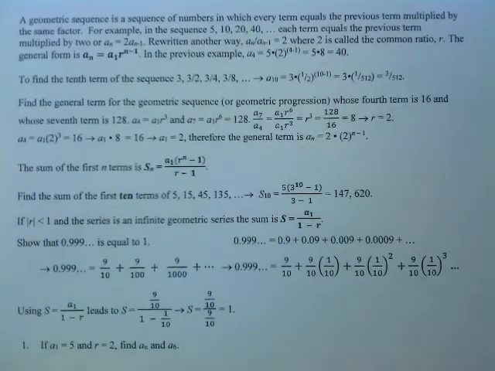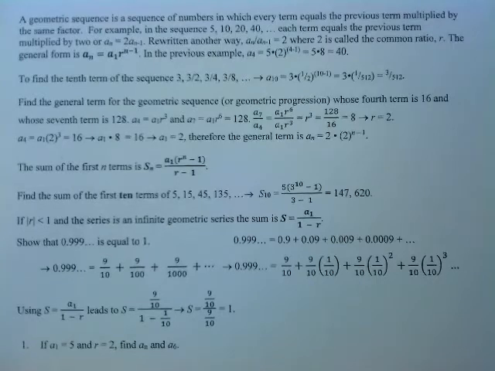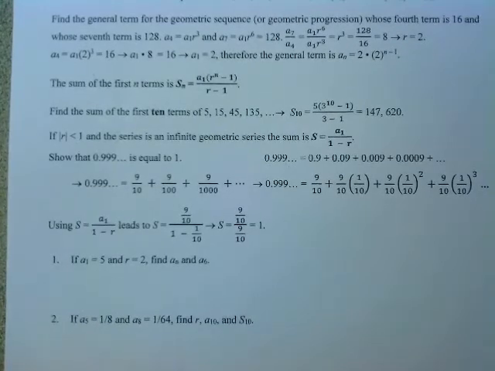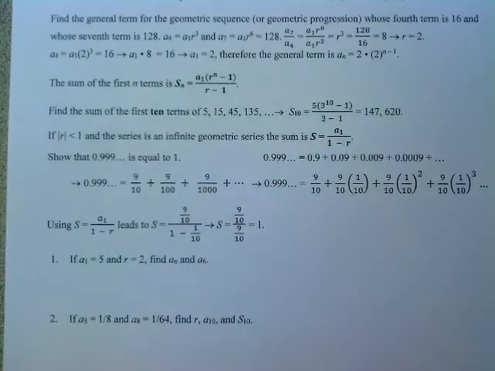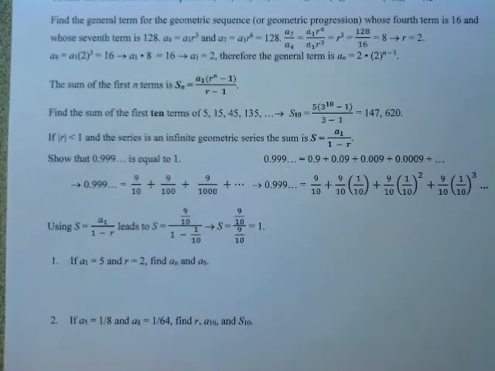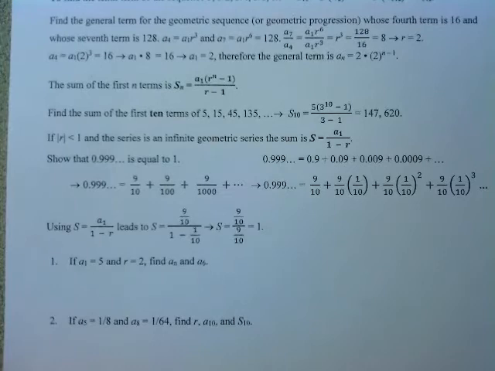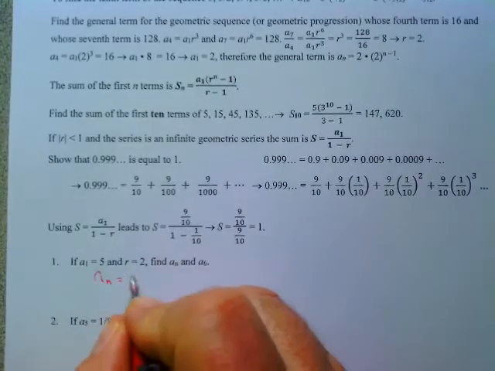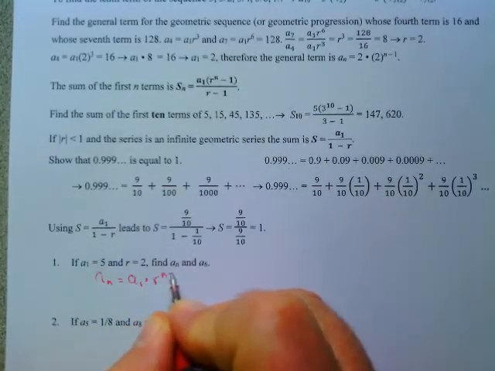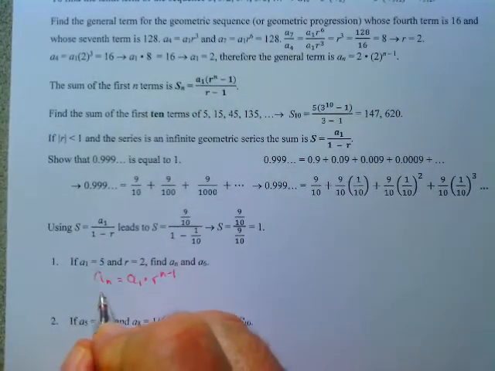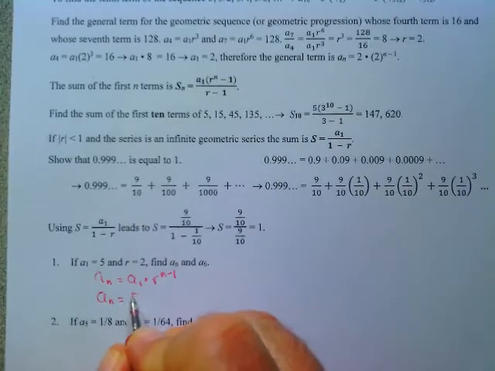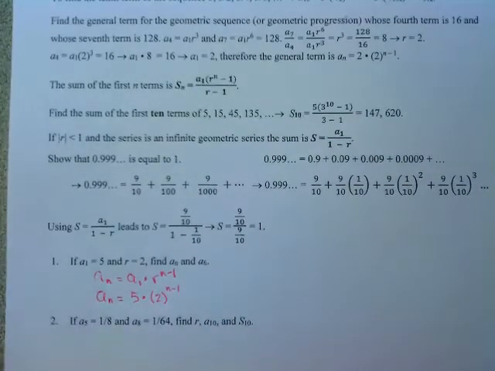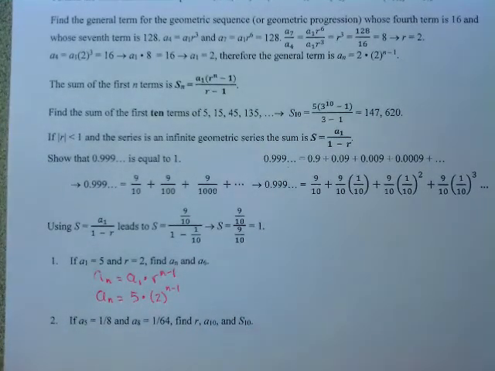So, let us look at some examples. First off, if a1 is 5 and r is 2, find an. In other words, find the general form given these two pieces of information, and then go ahead and find a6, or the 6th term. Well, again, remember that an equals a1 times r to the n minus 1. So that would become an equals 5 times 2 to the n minus 1. And that would be our general form.